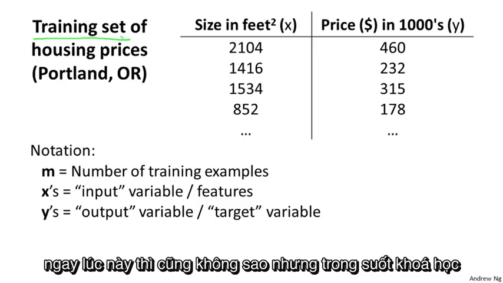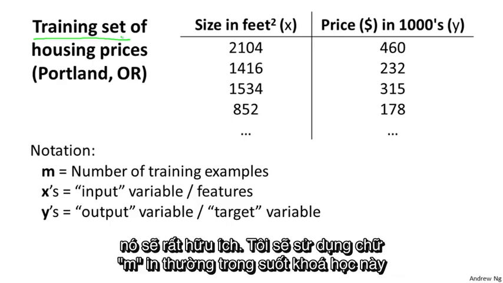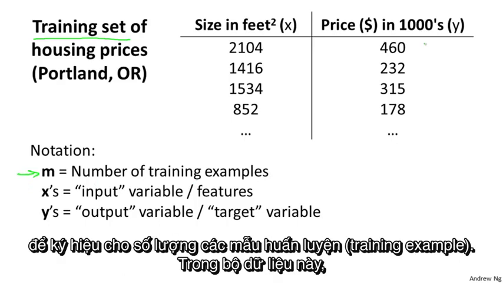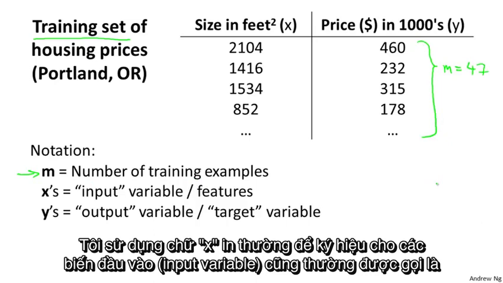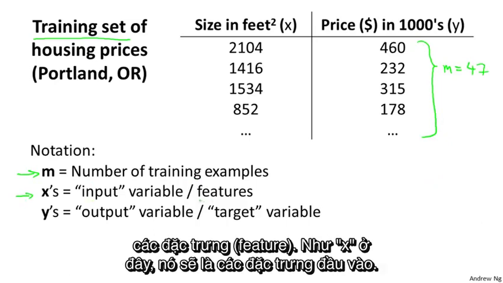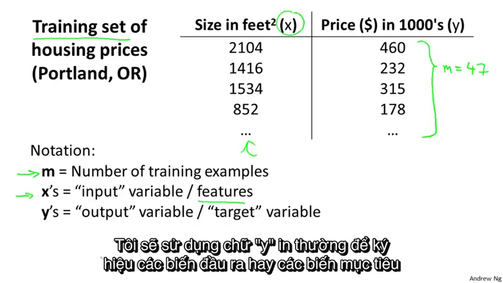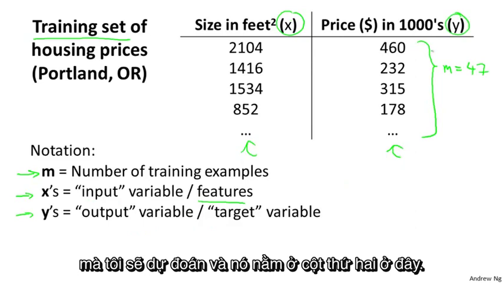So I'm going to use lowercase m throughout this course to denote the number of training examples. So in this data set, if I have, let's say 47 rows in this table, then I have 47 training examples, and m equals 47. I'm going to use lowercase x to denote the input variables, often also called the features. So that'll be x's here would be our input features. And I'm going to use y to denote my output variables, or the target variable which I'm trying to predict. And so that's this second column here.